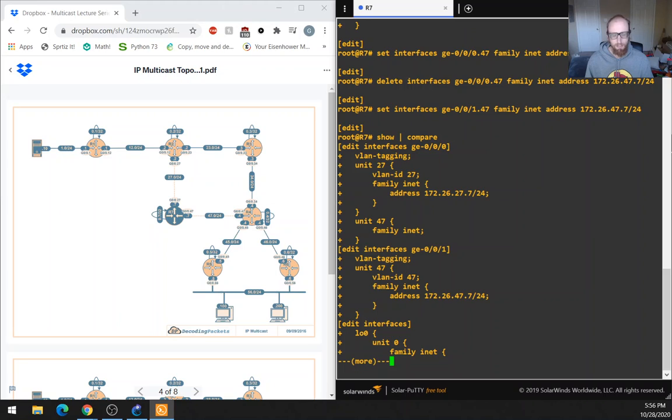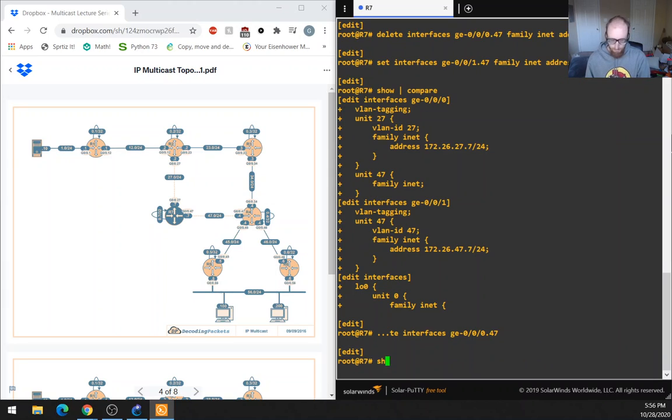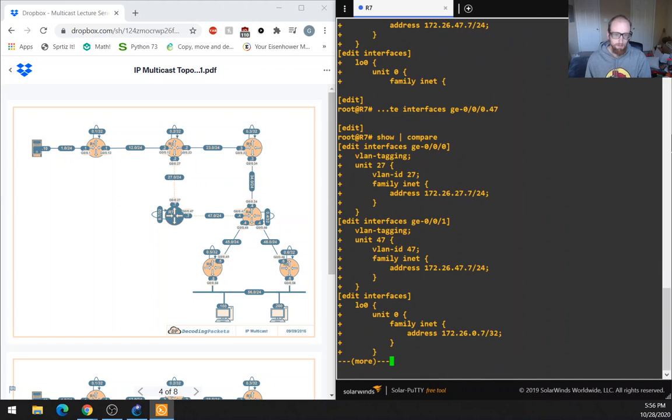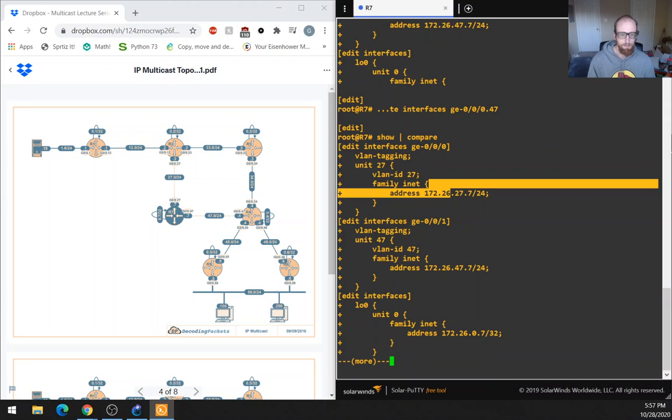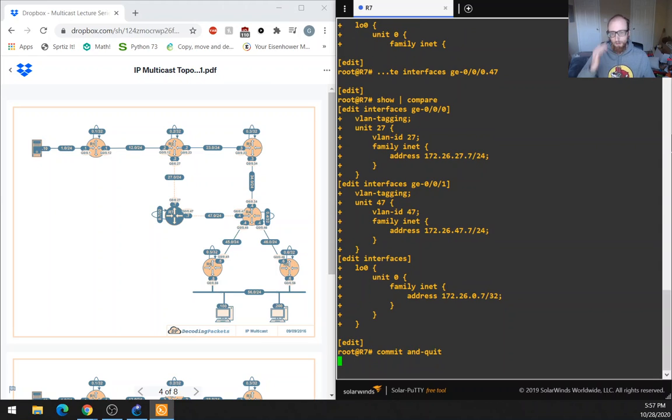Oops, so it deletes only the most specific part, so we're going to need to be more specific in what we want to delete. We want to delete the whole logical unit. Okay, so this looks a lot better now. Interface 0, unit 27, VLAN 27, 27 in the 3rd octet, 47 for unit 1, and then, yep, 7/32 for the loopback. Perfect. On to router 4.